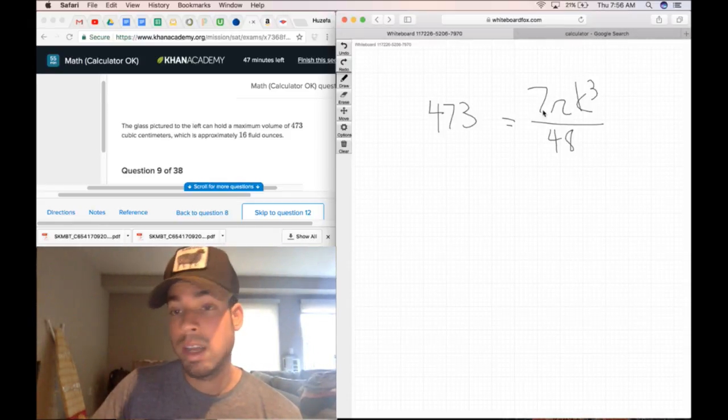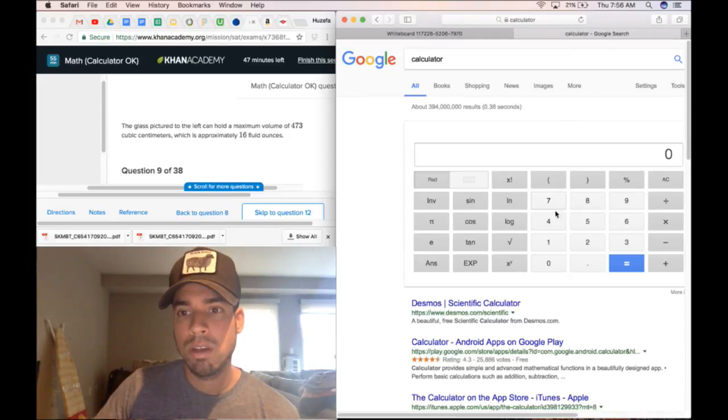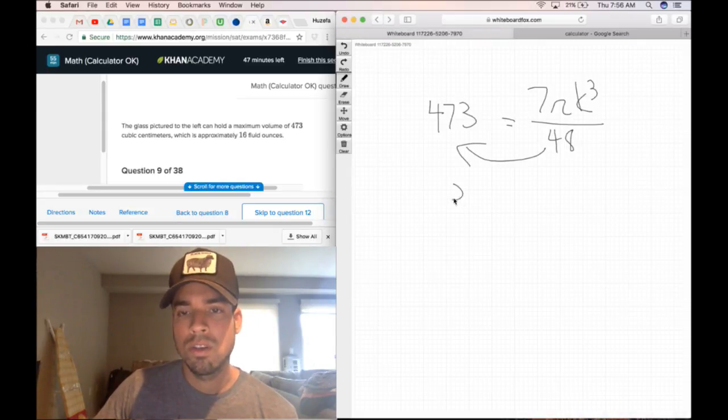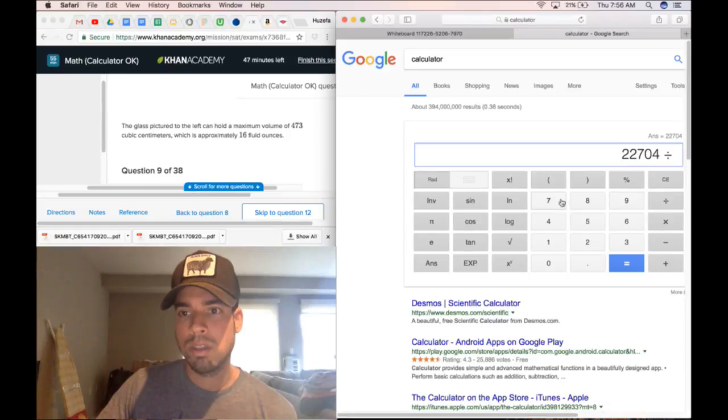All right, we're going to have to use a calculator. First, multiply both sides by 48. 473 times 48 equals 22704. 22704 equals 7 pi k cubed. Divide both sides by 7.